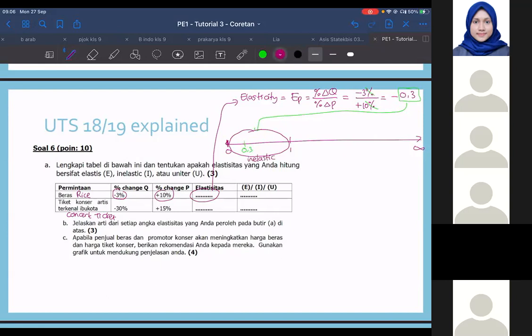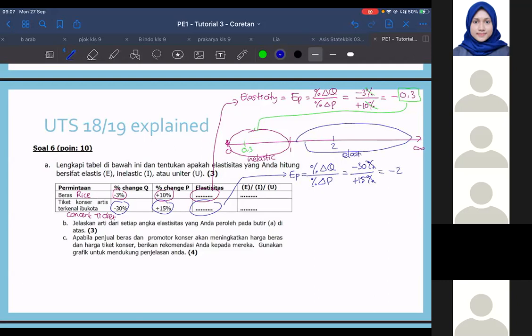Okay. Next for concert ticket. The percentage change in Q is minus 30%, the percentage change in P is plus 15%. So the price elasticity is the percentage change in Q per percentage change in P: minus 30% per plus 15%. It means that our elasticity is minus 2. So if we have minus 2 there, it means that our good is elastic. Okay? That is the answer.